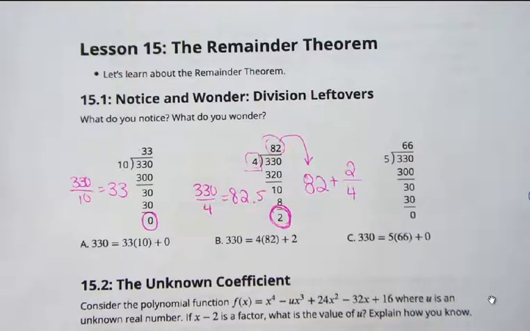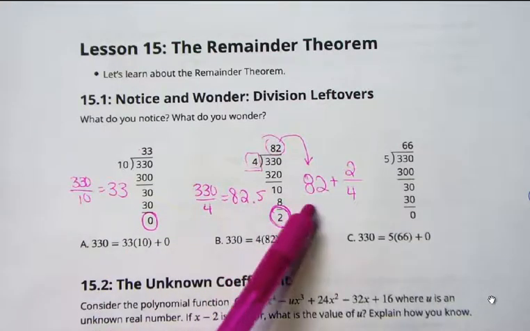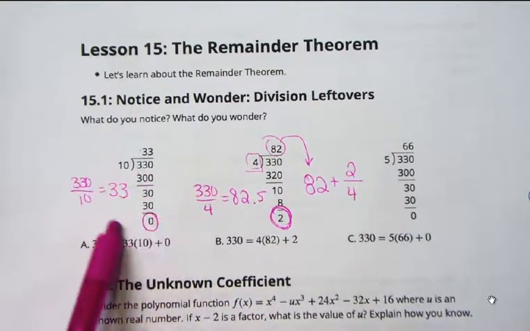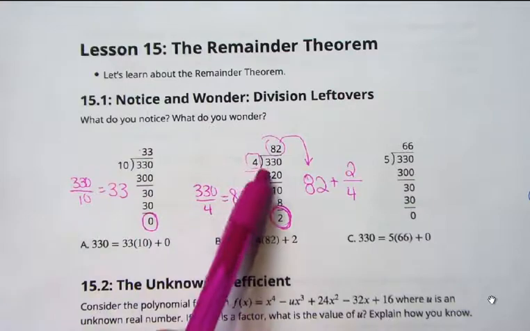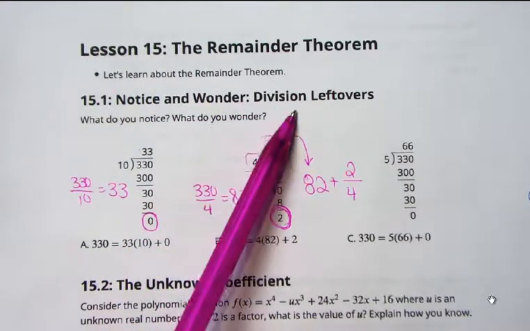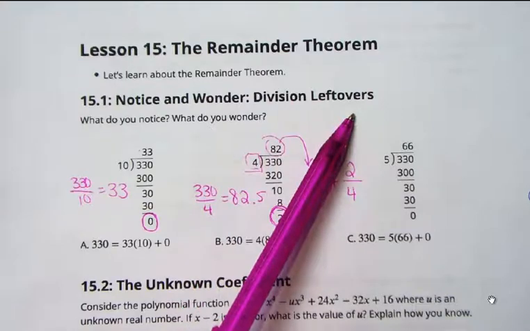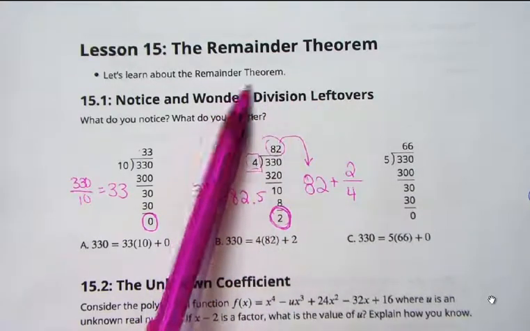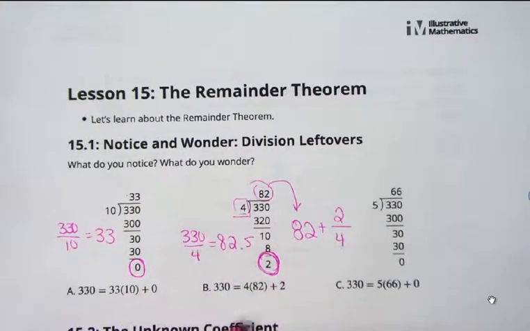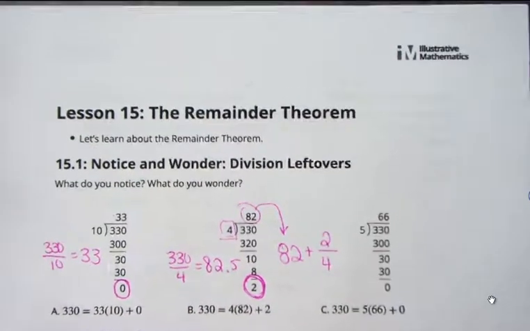So this is what we're going to start seeing, that not all of our factors are going to divide in evenly. We're going to see that sometimes things don't divide evenly and we have some leftovers. Okay, and then we also have this idea of the remainder theorem. So our remainder theorem, let's go ahead and define what it is we're looking at.